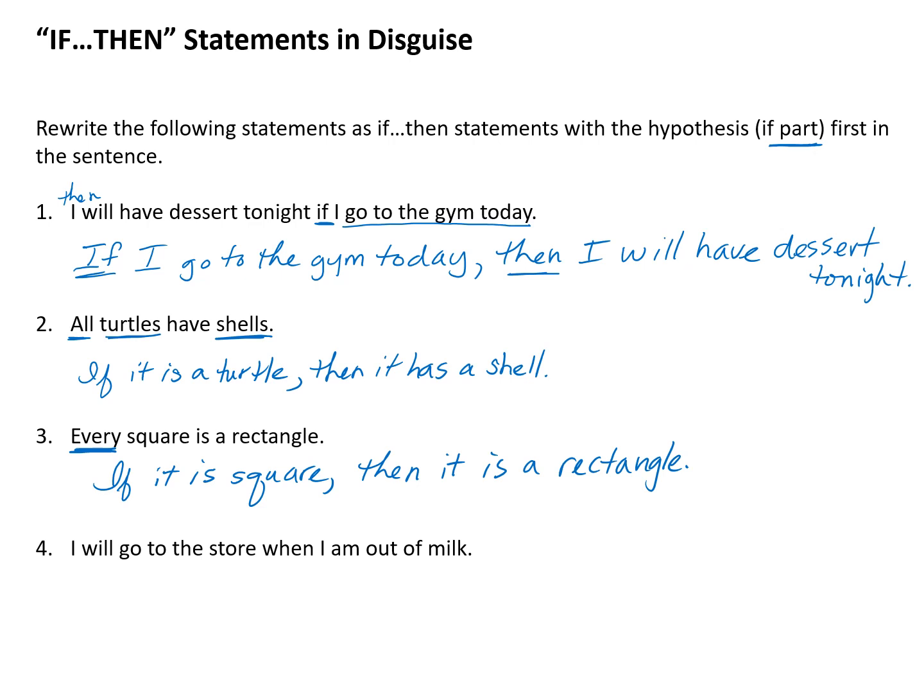Last example here, I will go to the store when I'm out of milk. Well, when is a replacement sometimes for if. So I'm saying if I'm out of milk, then I will go to the store. So there's an implied if-then here as well, even though if and then don't appear. If I am out of milk, then I will go to the store.